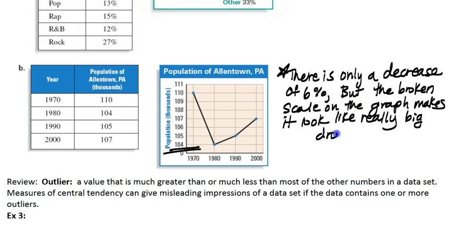And it is correct to use a break in a graph. I mean, it's okay to do a break in the graph. The problem comes if this was a news station that was saying, oh, the population decreased so much between 1970 and 1980. The problem comes in if you're trying to prove a point using a graph that looks a certain way.